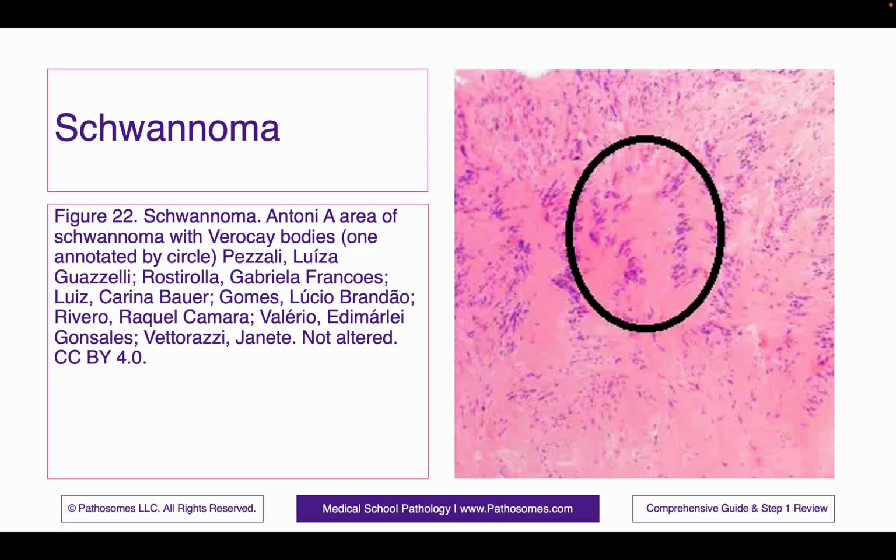Regarding schwannomas, take a look at this image. The Antoni A area of a schwannoma with a verrucate body, indicated by that circle there. That's another buzzword that's a giveaway for schwannomas. Verrucate bodies.